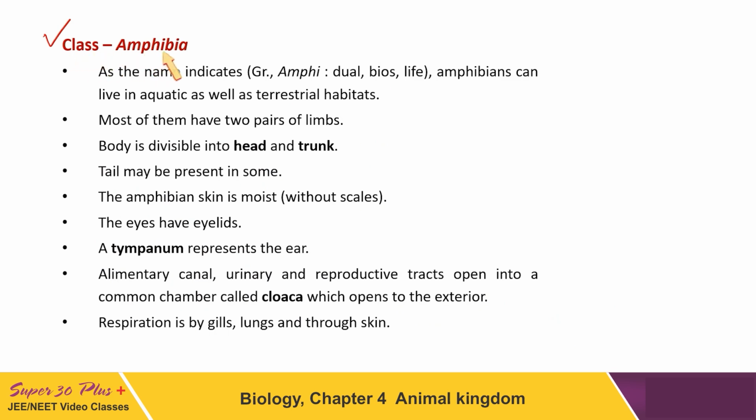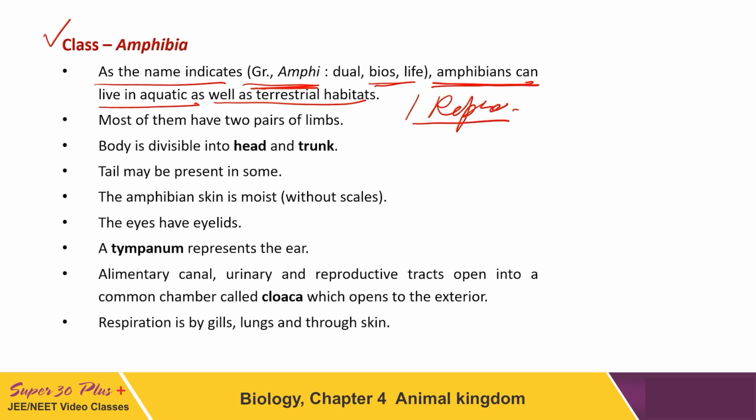The class is Amphibia. As the name indicates, from the Greek word, amphi means dual, bios means life. Amphibians have a dual life. They can live in aquatic as well as terrestrial habitats. Especially for their sexual reproduction, they depend upon water. Is it right?